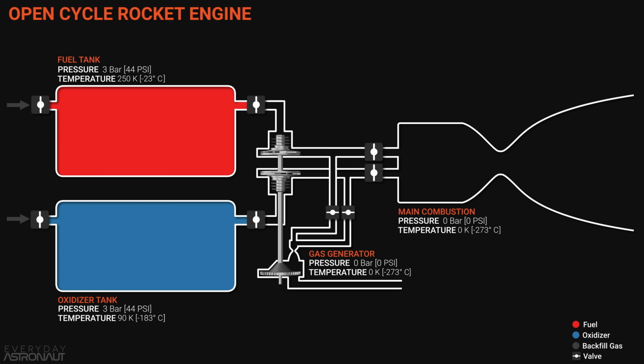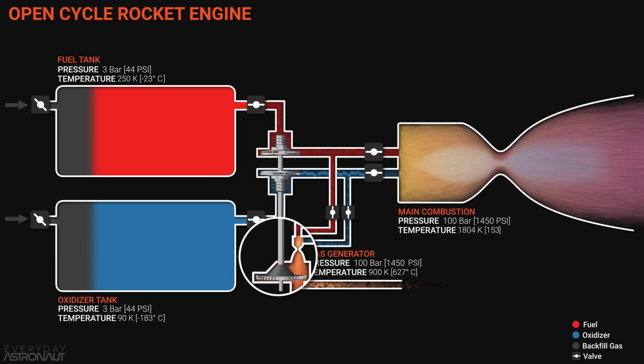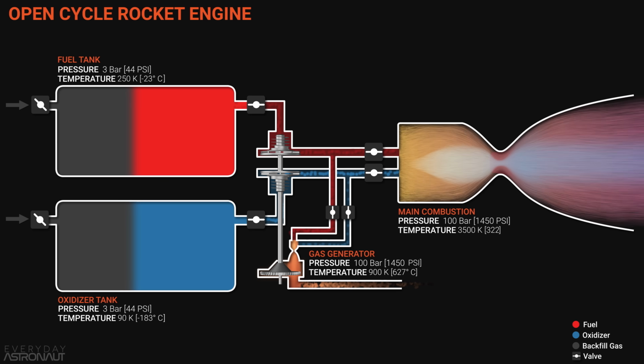So what if, instead of having an electric motor spin the pumps, we basically take a small rocket engine and point it at a turbine and allow that high velocity, high pressure hot exhaust gas to perform mechanical work? Well, that's the idea behind the open cycle, otherwise known as the gas generator cycle. You basically create a small rocket engine whose sole purpose is to generate high pressure hot gas that can be used to spin the pumps that feed the engine.